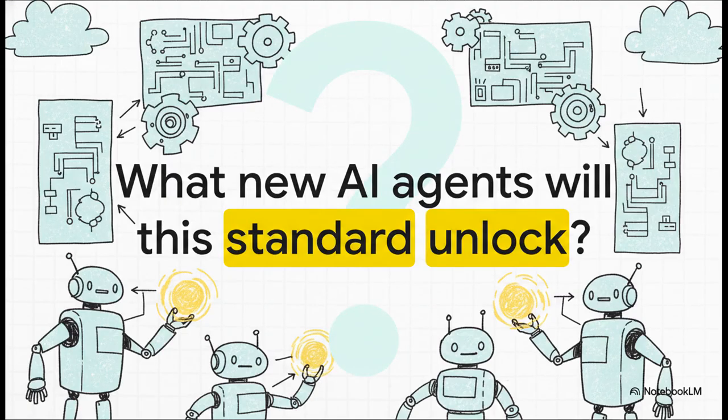Simple as that. And that really leaves us with a pretty exciting forward-looking question. Now that a universal standard like this exists, making it so much easier to build robust, complex systems, what new kinds of powerful and reliable AI agents is this going to unlock? What happens next? It's definitely something to think about.